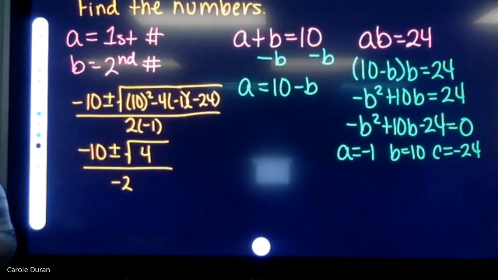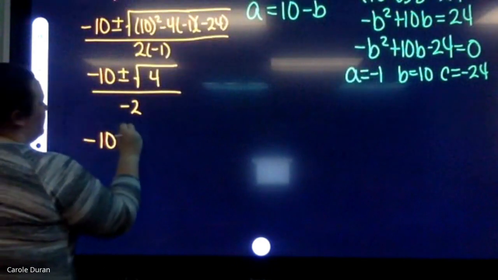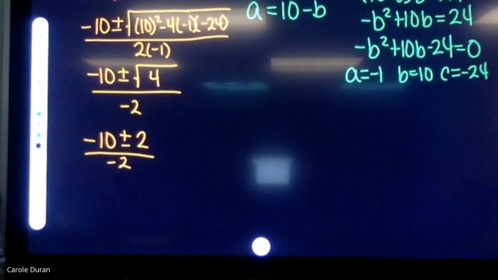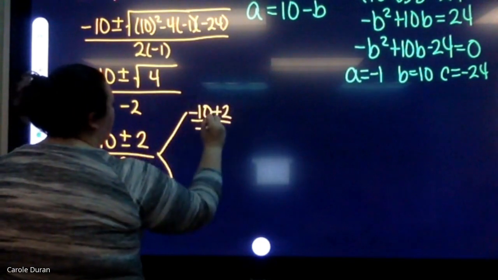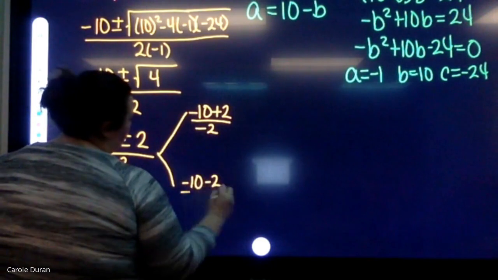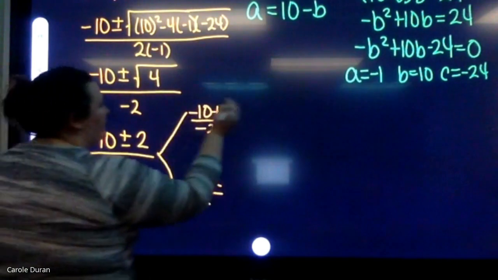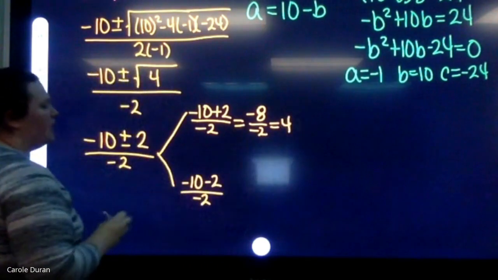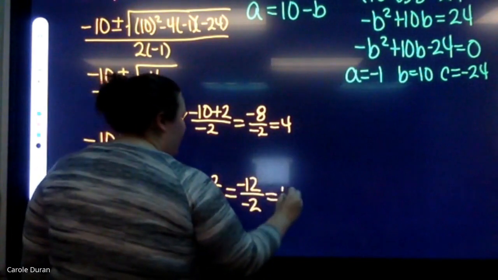So now I have negative 10 plus or minus the square root of 4 all over negative 2. What is the square root of 4? 2. So this becomes negative 10 plus or minus 2 over negative 2. I can then split this into the two problems, one addition, one subtraction. So I have negative 10 plus 2 over negative 2 and negative 10 minus 2 over negative 2. I go ahead and simplify it out. Negative 10 plus 2 is negative 8. Over negative 2 is positive 4. Then I have negative 10 minus 2 is negative 12. Over negative 2 is positive 6.